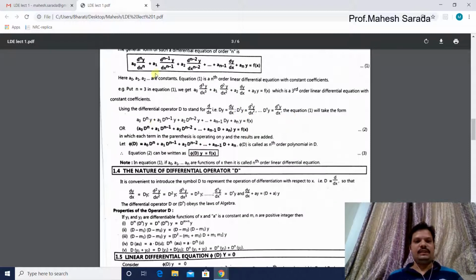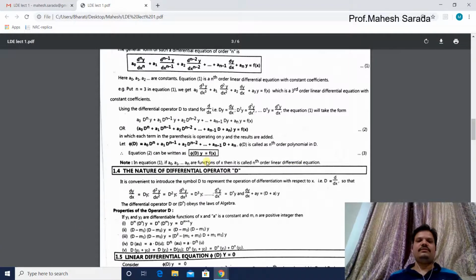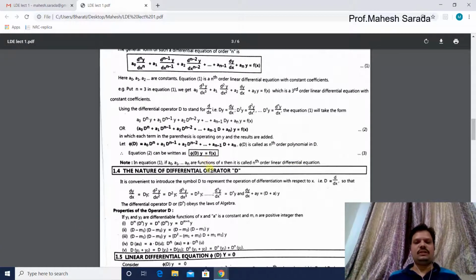So if we have this nth order linear differential equation, we can convert it into this capital D form. Now this is our function phi of D. If we call it function phi of D, with y taken common out, then phi of D into y is equal to the right hand side function f of x. In this equation, if a0, a1 up to an are functions of x, we call it a linear differential equation only. And if we have constants, then we call it a linear differential equation with constant coefficients.